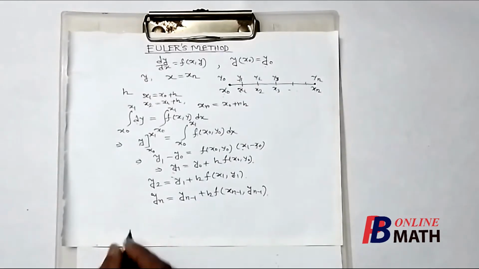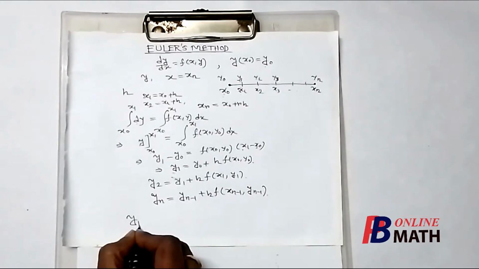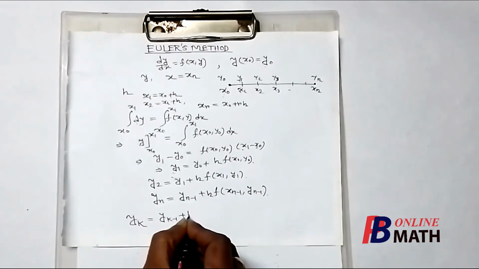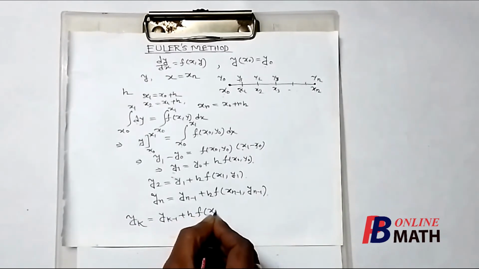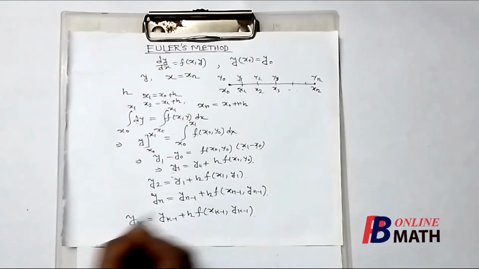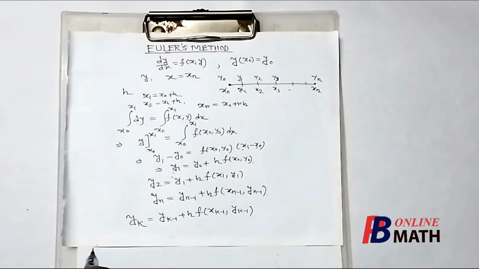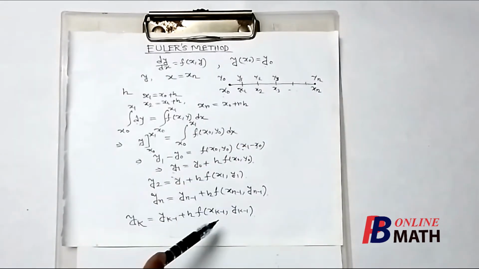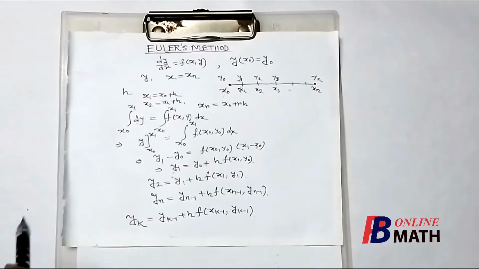In general, the iteration formula can be written as yk equal to yk minus 1 plus h into f(xk minus 1, yk minus 1). So using this formula, we shall find yn by applying this formula successively. So this method is known as Euler's method. Next we shall give one example.